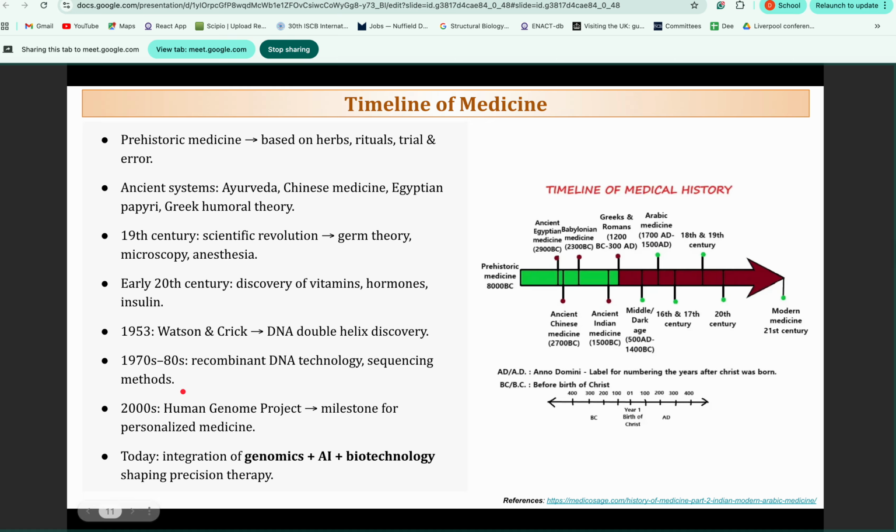And then sequencing methods came in the 2000s. The Human Genome Project was almost completed in 2003. That was the milestone for personalized medicine, because now we know which genes are present in humans and which gene is responsible for which disease. So today the integration of genomics, AI and biotechnology is shaping precision medicine. And this is also the similar timeline which is shown, which we have discussed.